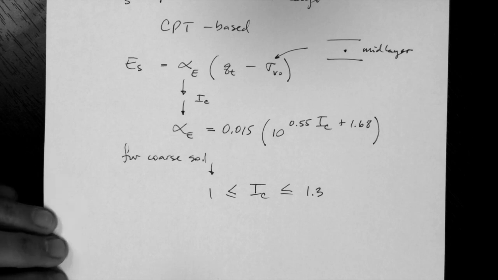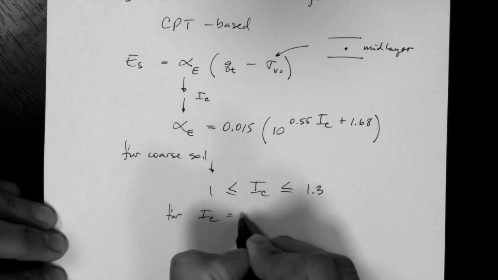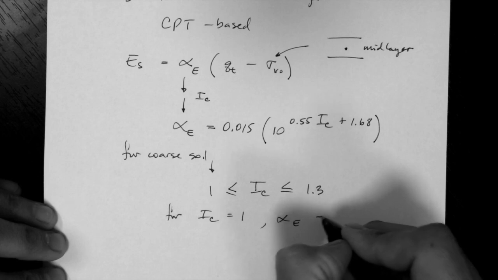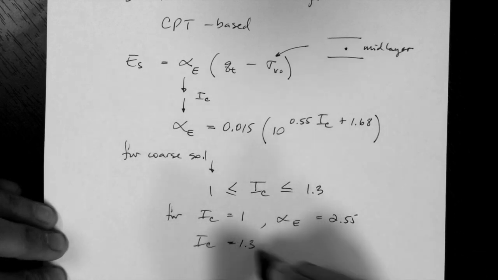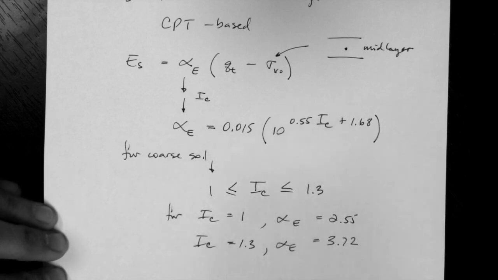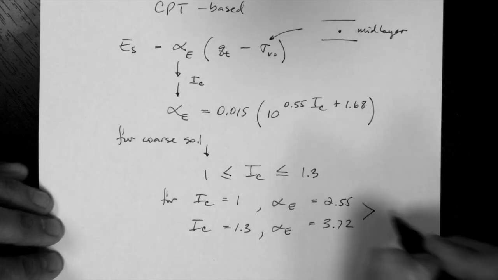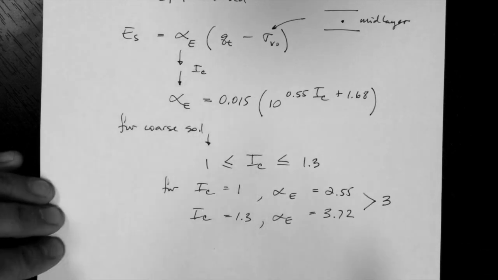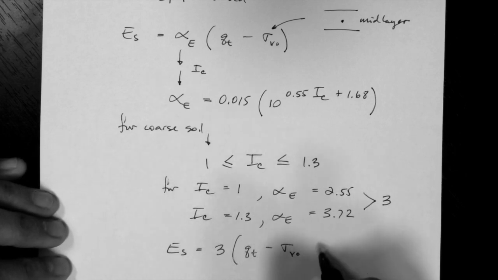for coarse soil. And so what happens is this. If IC is equal to 1, which is this value, then alpha E is 2.55. And if IC is 1.3, which is that value, alpha E is 3.72. So a good number between these two to have in mind and to keep in memory would be 3. So if we go back to this equation, 3 times QT minus sigma V naught.